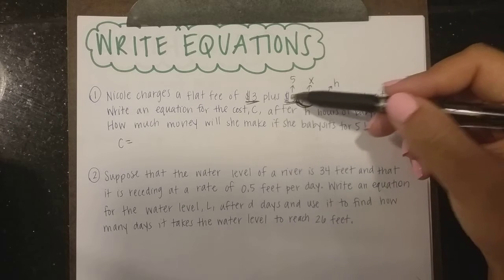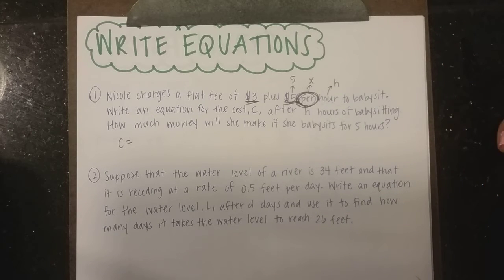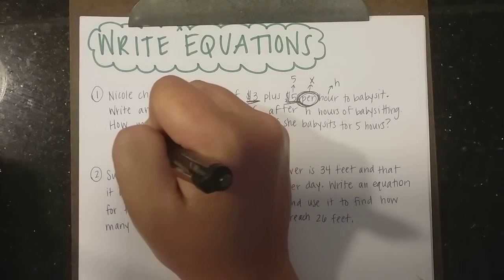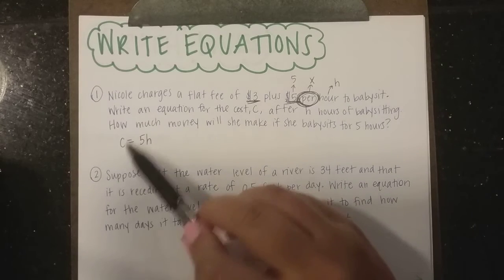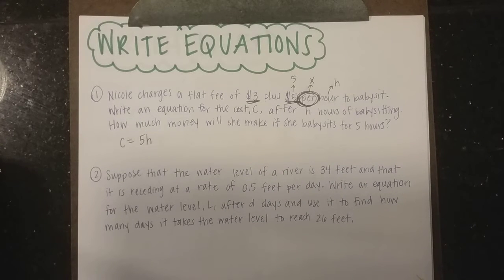That's going to be my 5 per hour because it's going to change based on how many hours she works, right? So in my equation, I'm going to go ahead and put that in there. I've got a 5H, right? Because it's $5 per hour that she works. But that's not all she makes, right? If she works for 2 hours, she doesn't just make $10.